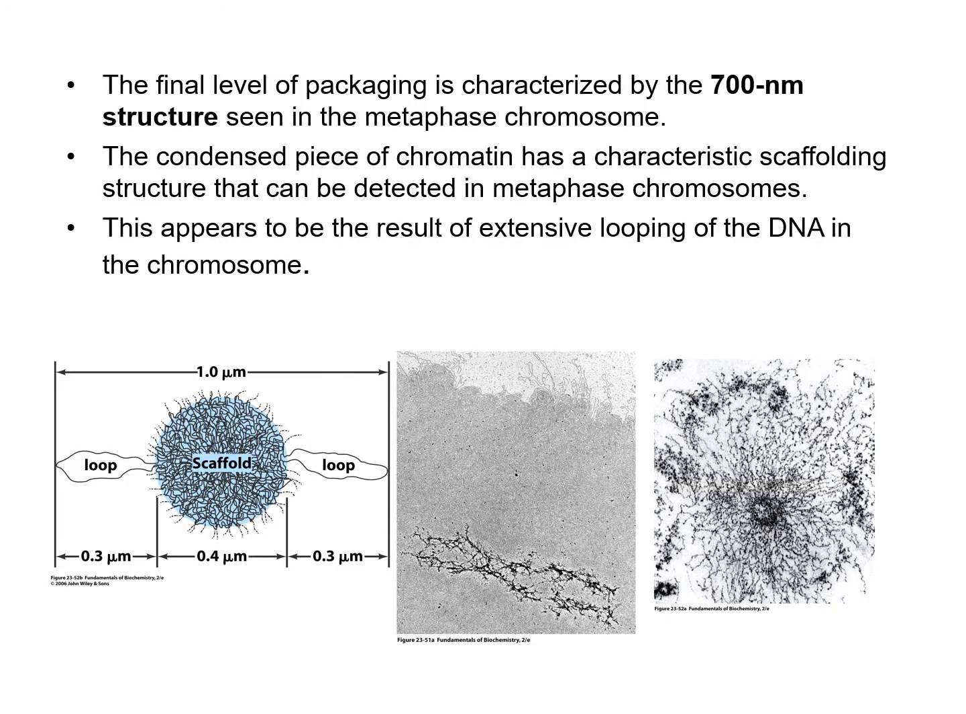The final level of packaging of DNA molecules is characterized by the 700 nanometer structure seen in the metaphase chromosomes. The condensed piece of chromatin has a characteristic scaffolding structure, as you can see here, that can be detected in metaphase chromosomes. This appears to be the result of extensive looping of the DNA in chromosomes. And from time to time it can have these loops for certain gene expression too.